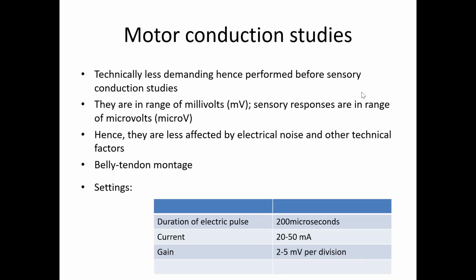For CMAPs, the current given usually starts from 50 milliamperes, and the gain is usually 2 to 5 millivolts per division. The duration of the electric pulse is 200 microseconds. You should understand these technical things, and I'm hoping that you all have physically done the nerve conduction study, right?